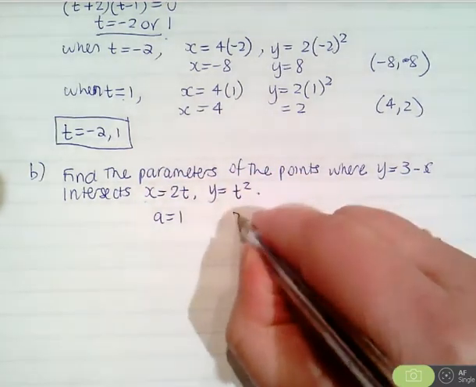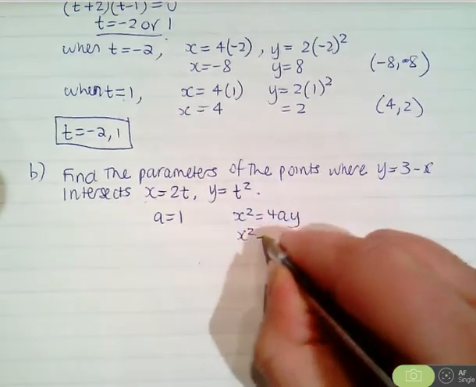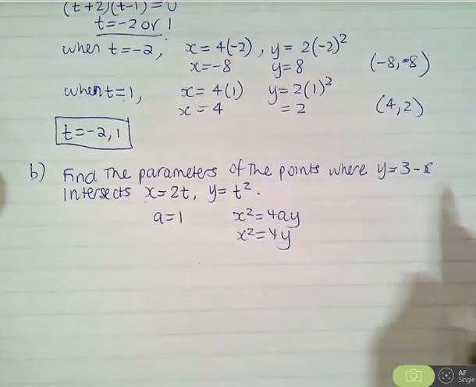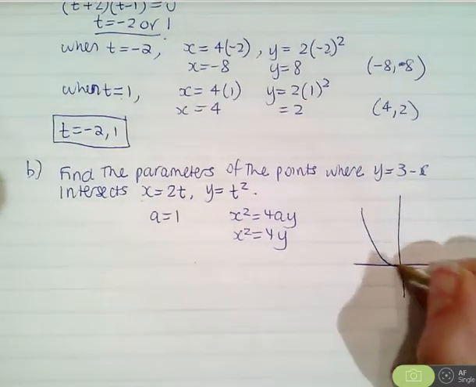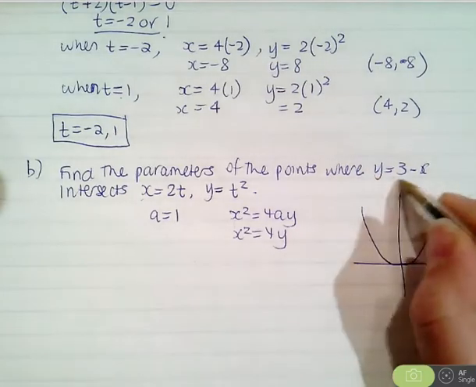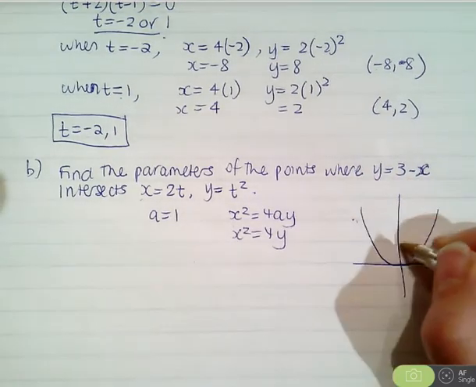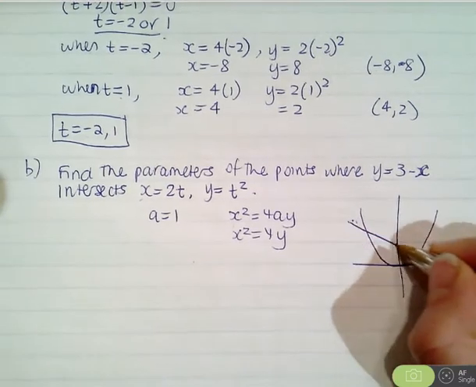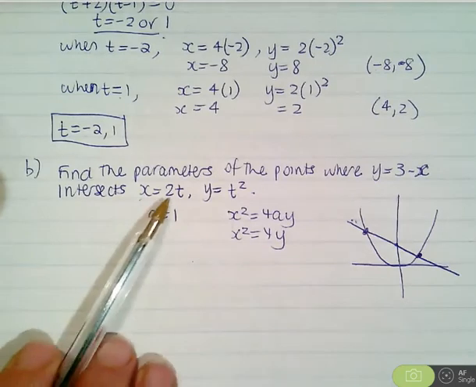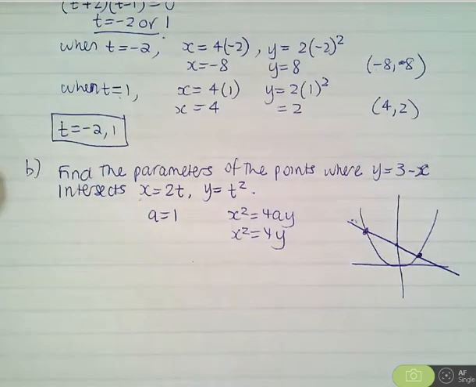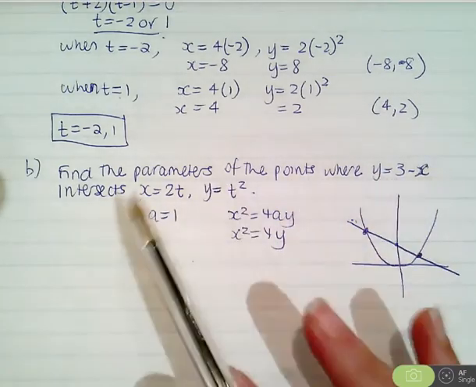It is a parabola of the type x squared equals 4ay, and where a is 1, so it is the parabola x squared equals 4y. You can draw a concave up parabola, and the line y equals 3 minus x would cut through it, and you can just follow what I've done up there in part A to work out the parameters of the point where that line intersects that.